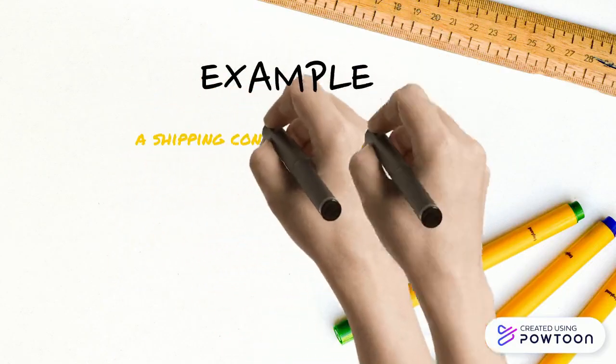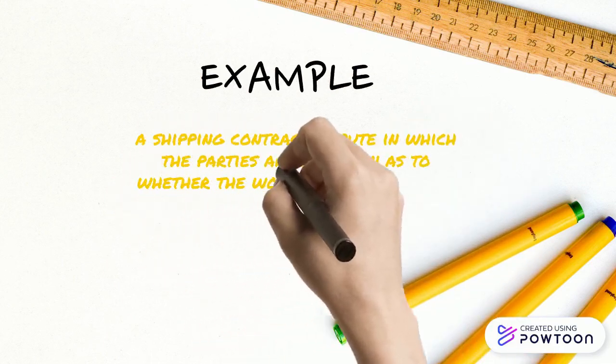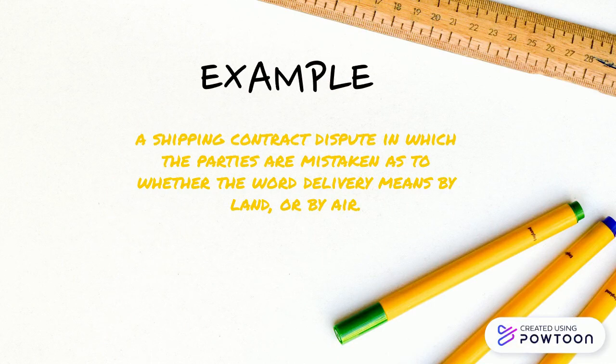An example of this would be a shipping contract dispute in which the parties are mistaken as to whether the word delivery means by land or by air. The court would then perform contract interpretation in order to determine exactly what the parties meant by the word delivery when drafting the contract.